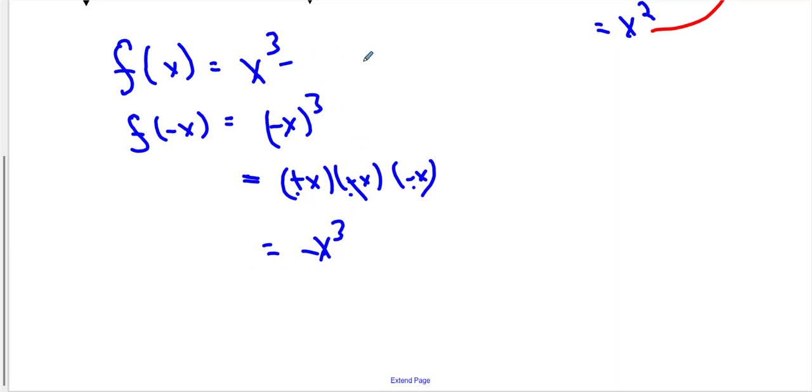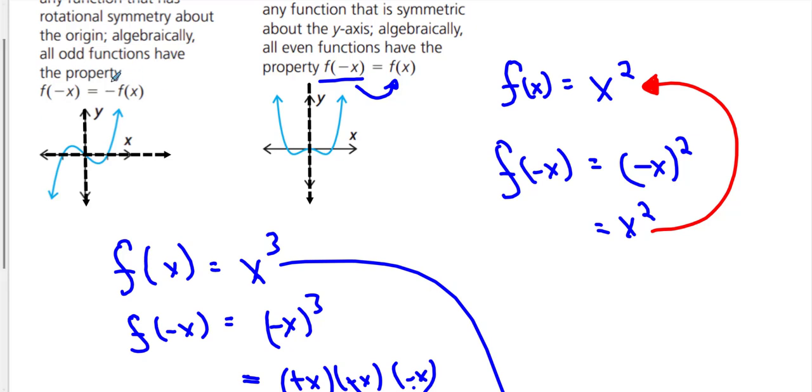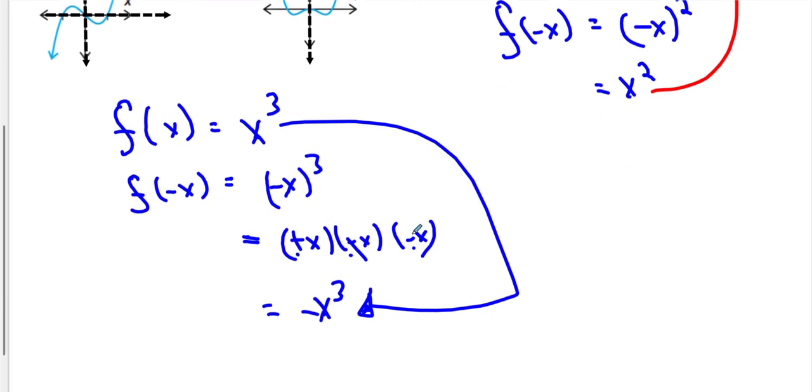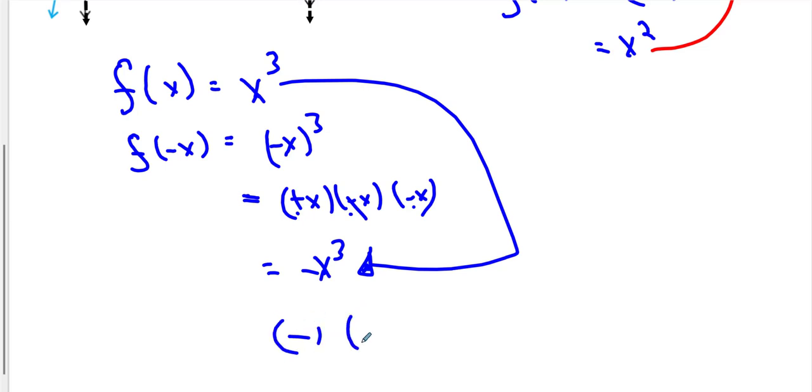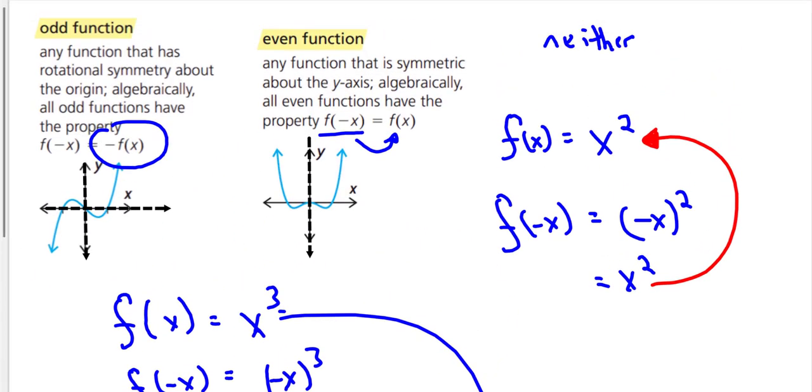So this is not the original function, but it is the original function times negative 1. And that is the property that odd functions have. They have the property that if I were to input a negative x value into the odd function, then I would get a value that is negative times the initial parent function. And this is negative times x cubed, because if I were to take away the negative sign, I would get the parent function. So that's your definitions for odd and even functions.